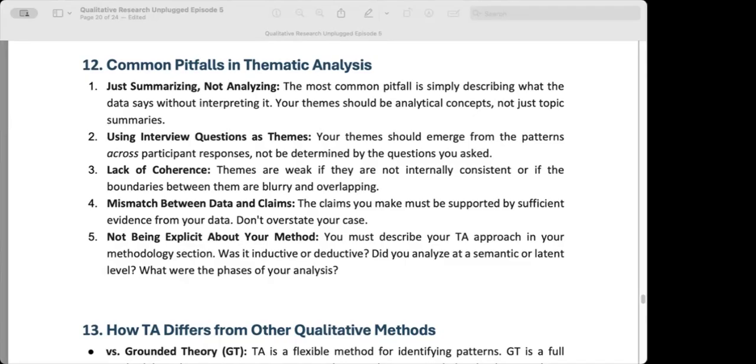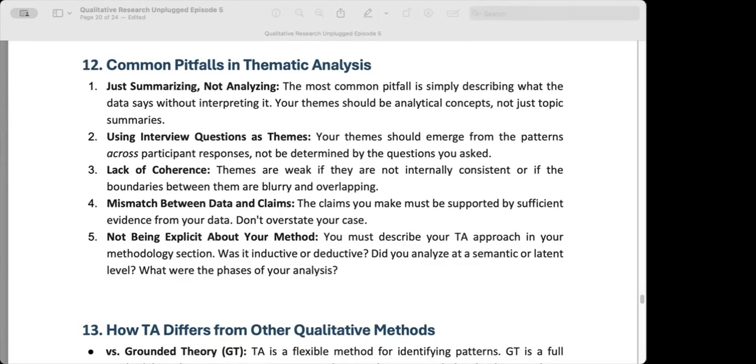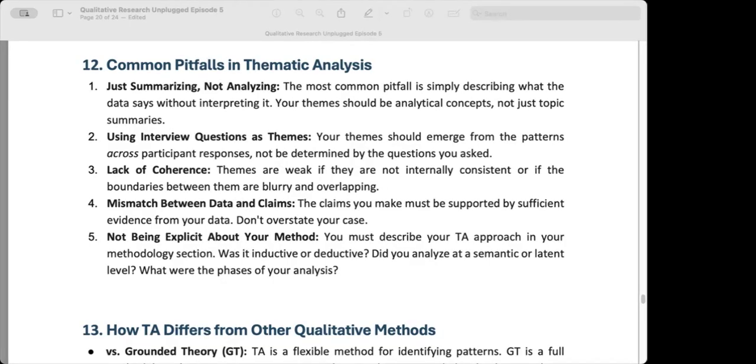Exactly. For example, a student might present a theme called Participants Like the New Training Program, and then just provide a series of quotes where people say nice things about it. That's description, a summary. Your themes must be analytical concepts that synthesize and interpret the data, telling a story about why they liked it or what aspects they valued or what that liking represents in the broader context or what it implies for future training design. You absolutely need to move beyond saying what happened to explaining why it matters and what it signifies in relation to your specific research question. Avoid the description trap. Got it.